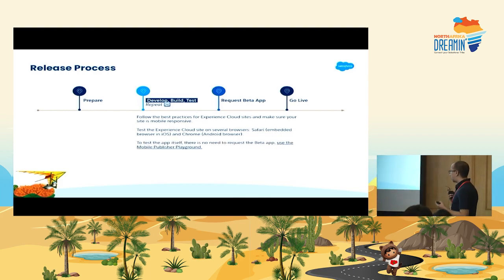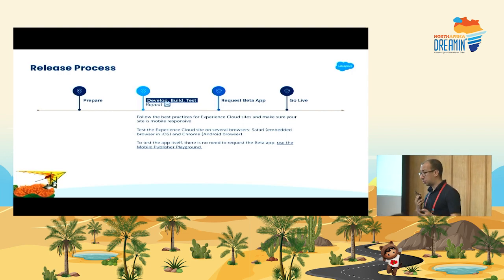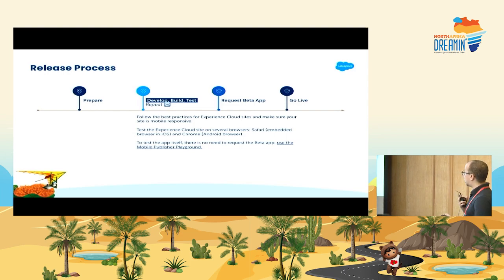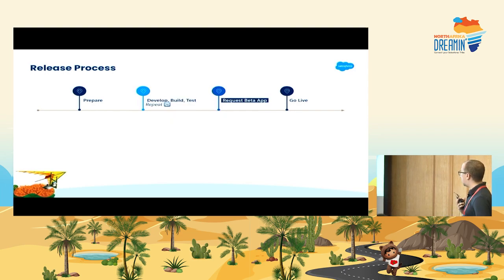Then you can use the mobile publisher background, even though it's in beta, to at least start previewing your app before even going to the beta phase. So when it comes to the beta, you need to deploy the code to production. The code has to be in production in the first place.